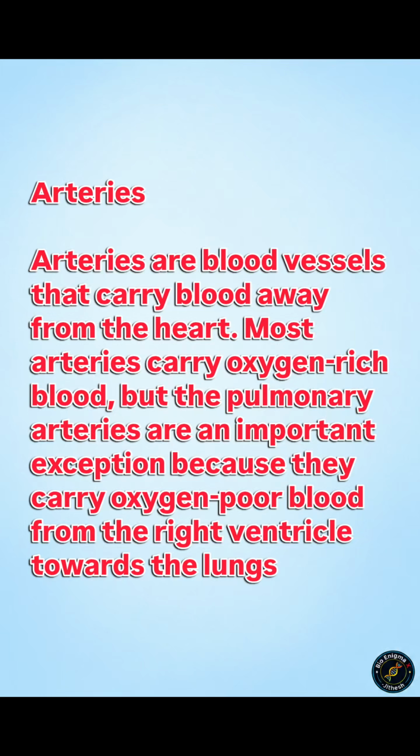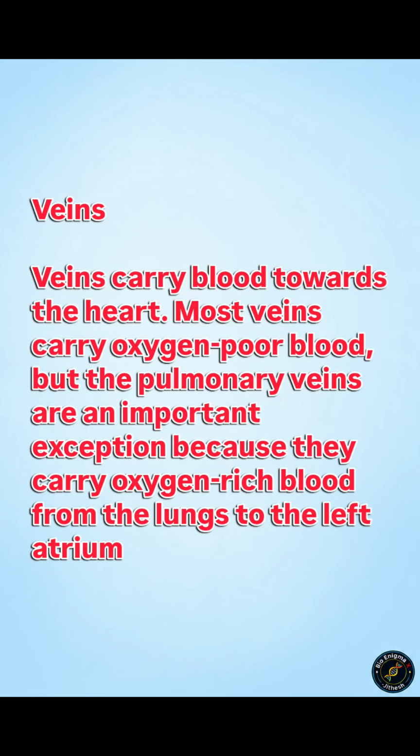Arteries. Arteries are blood vessels that carry blood away from the heart. Most arteries carry oxygen-rich blood, but the pulmonary arteries are an important exception because they carry oxygen-poor blood from the right ventricle towards the lungs. Veins. Veins carry blood towards the heart. Most veins carry oxygen-poor blood, but the pulmonary veins are an important exception because they carry oxygen-rich blood from the lungs to the left atrium.